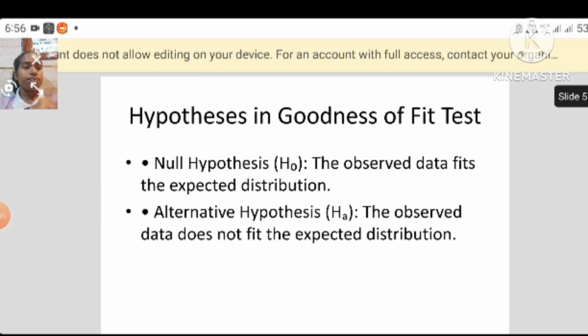Now let us understand the hypotheses in the goodness of fit test. The null hypothesis, which we represent as H0, says the observed data fits the expected distribution. The alternative hypothesis, which we represent as HA, says the observed data does not fit the expected distribution. So these were the two hypotheses in the goodness of fit test.